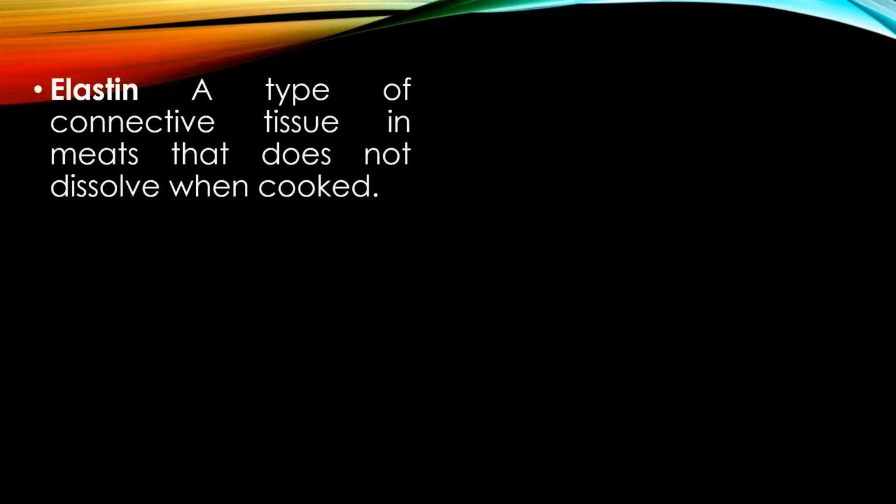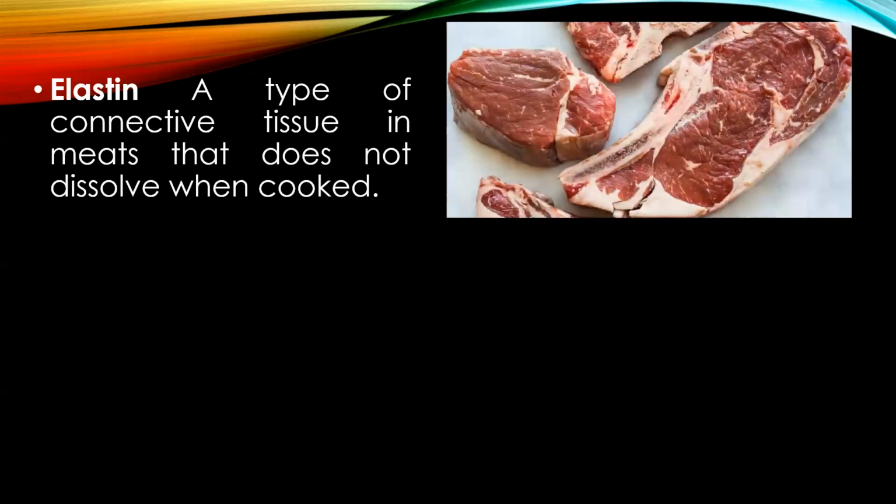Elastin. Two types of tissues that we are familiar with are collagen and elastin, which are present in meat. Collagen dissolves while cooking, but elastin does not. So it is suggested to remove it if possible, or pound it, or use tenderizers so that it cooks very easily.